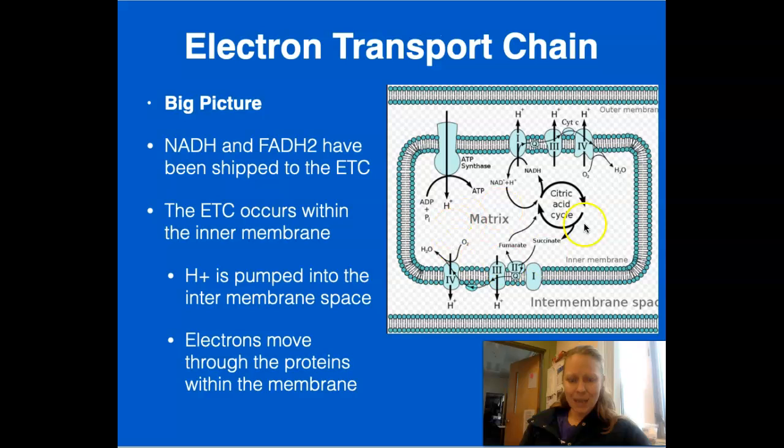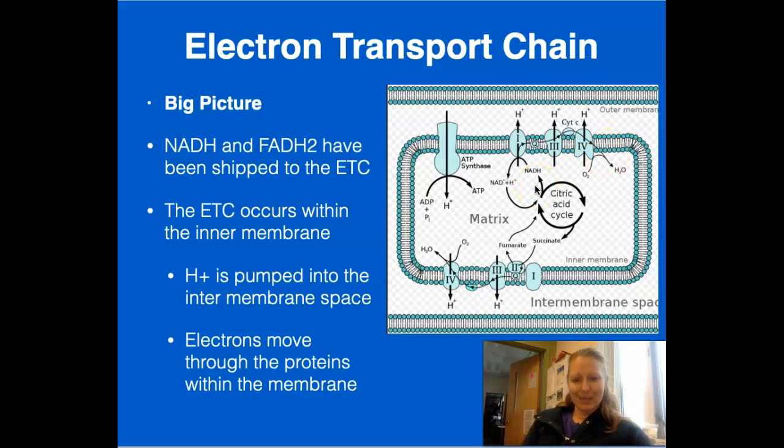So on the inside, this inner mitochondrial matrix, this is where the citric acid cycle is happening. This is where pyruvate processing is happening. And so here we are making the NADHs and we're shipping them over to the electron transport chain, or over to the inner membrane, because this is where the electron transport chain happens.